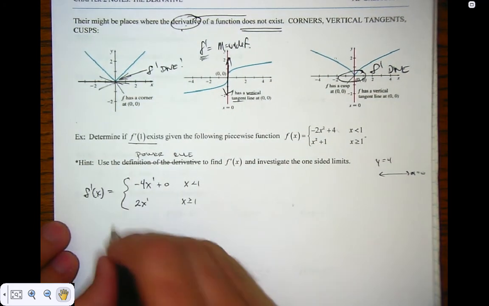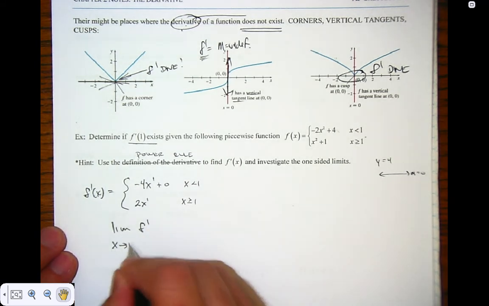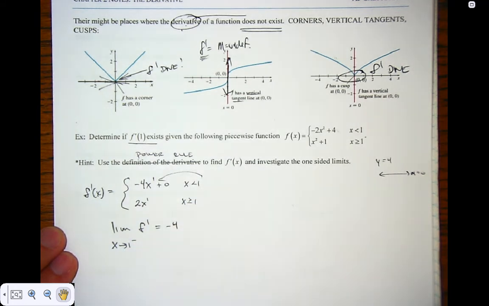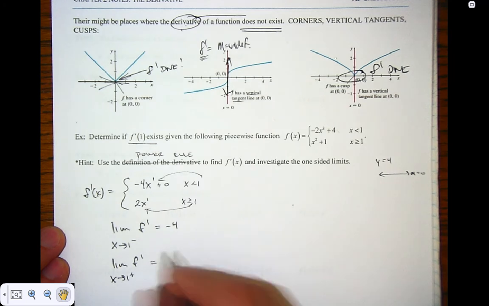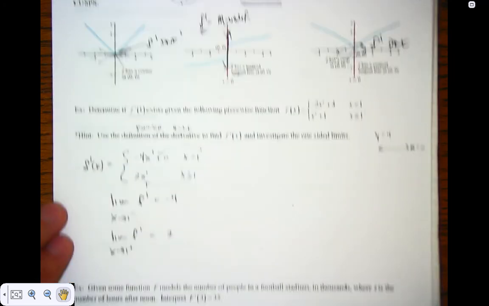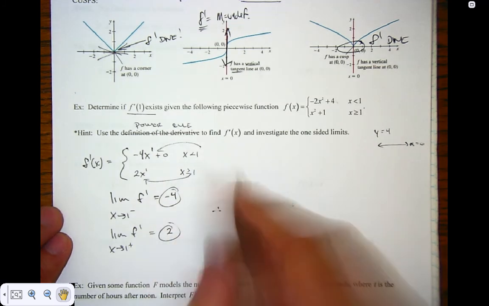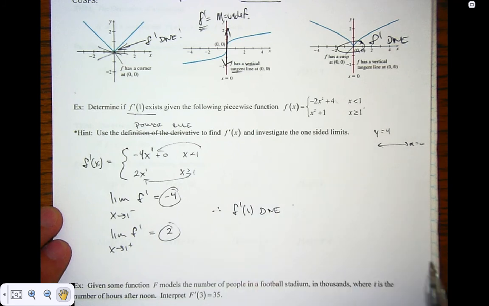Well, let's just take the limit, just like we did before. The limit of f prime, though, not f, as x approaches 1 from the left. So I plug in, I get negative 4. And let's take the limit of the derivative as x approaches 1 from the right. Well, from the right, I plug in 1, and I get 2 times 1, which is 2. Okay, therefore, what do we know? The f prime at 1 does not exist, okay? Because the limits don't equal each other.